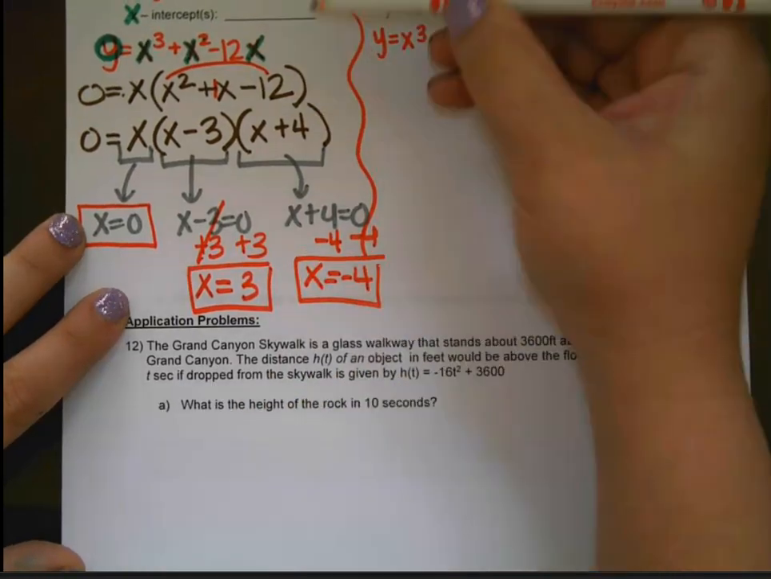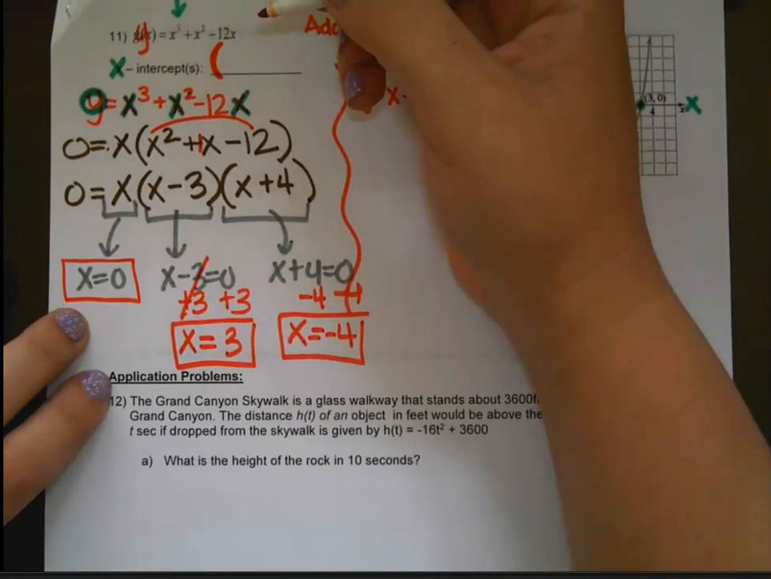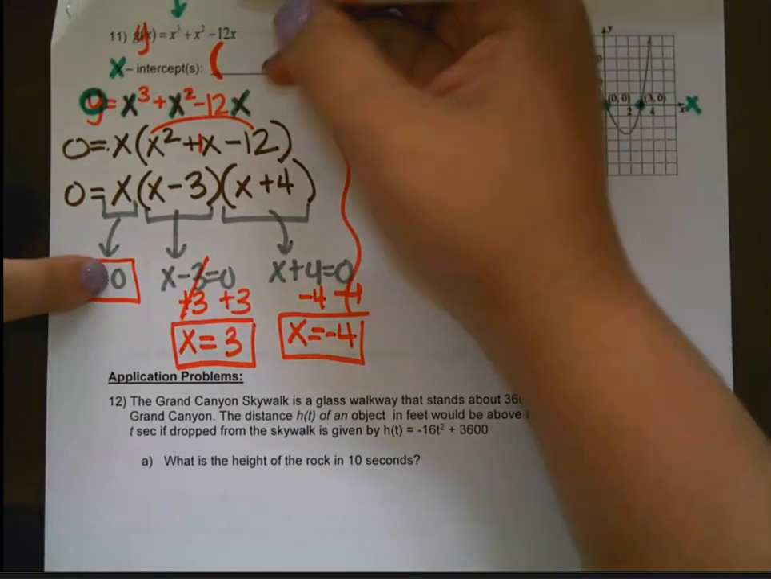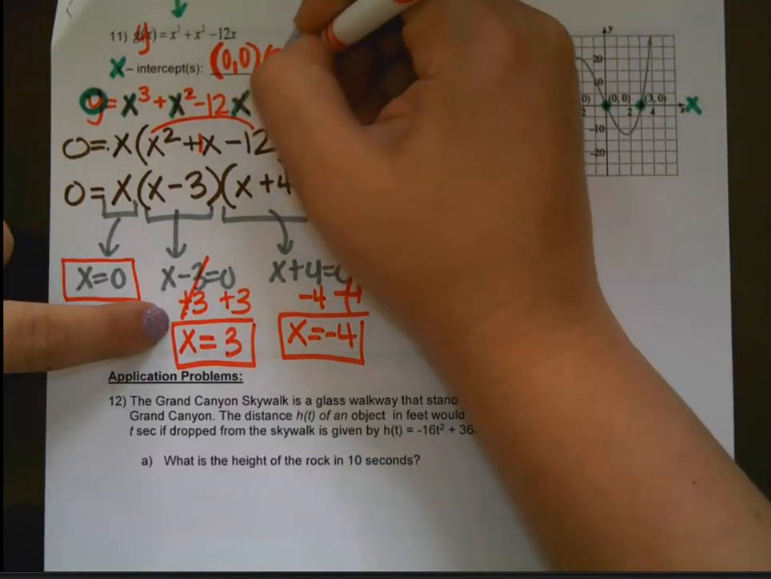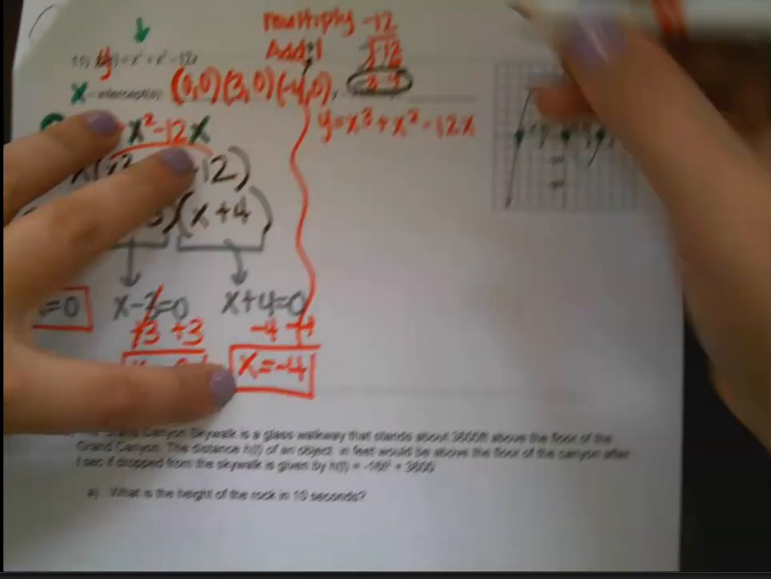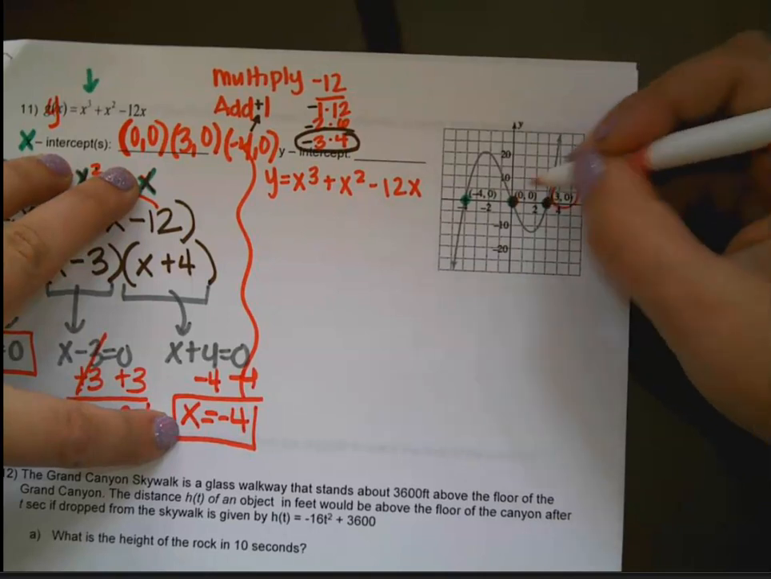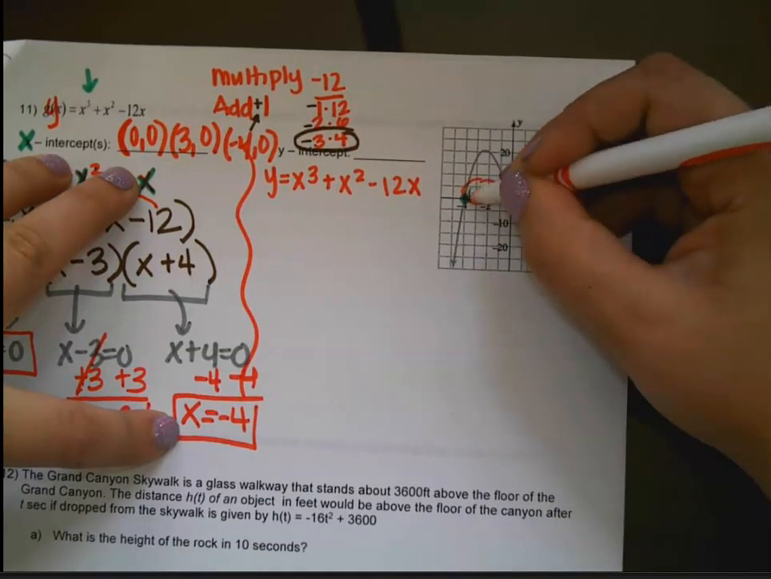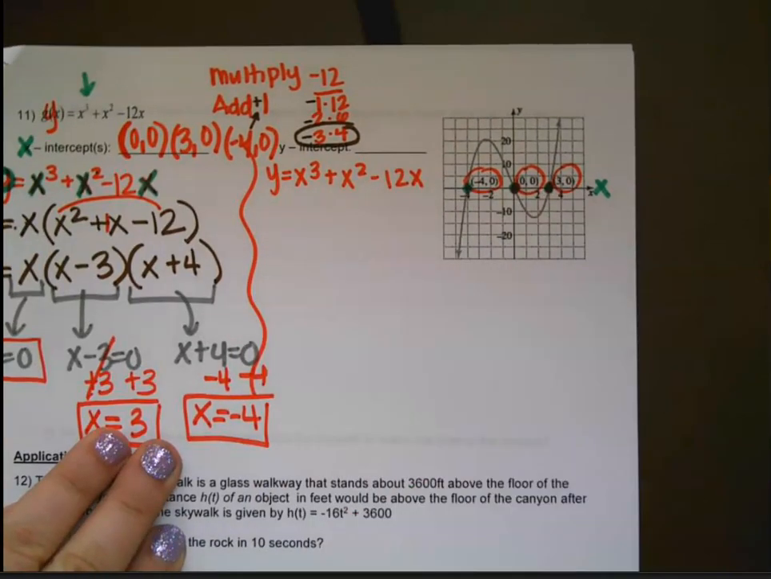So what we just did was we found the ordered pairs where the graph crosses the x-axis. So 0, 0, 3, 0, and -4, 0. So if we look at our graph, there's 0, 0, there's 3, 0 right here, and there's -4, 0. So we did algebraically what the graphing calculator can tell us.